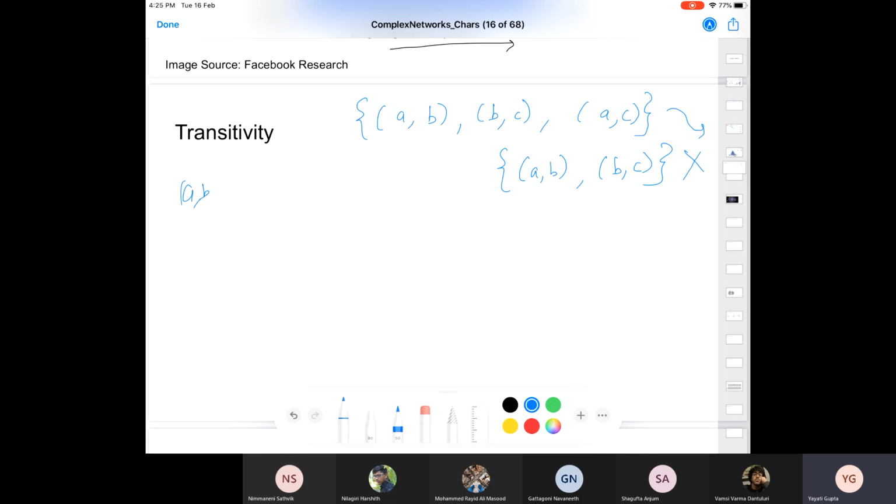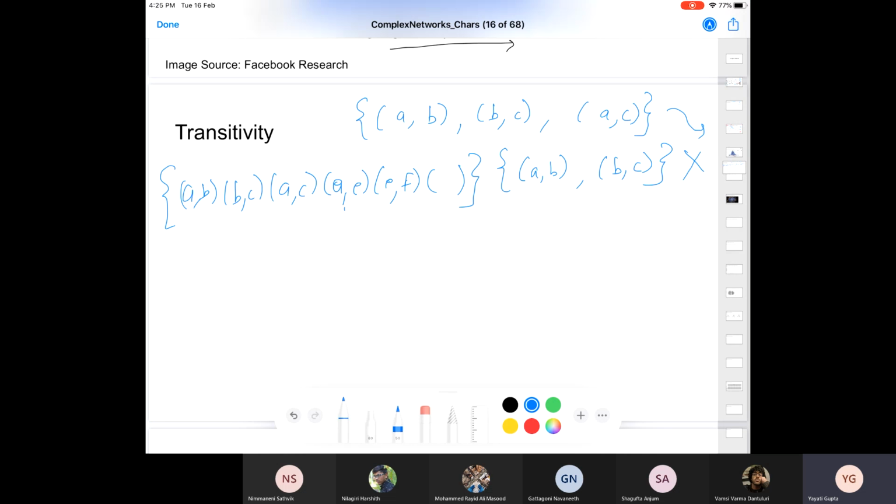So let's say I have AB, then I have BC and I have AC. Then let's say I have AE and EF, but I do not have AF here. So by your discrete maths definition, this relation is not transitive because it doesn't have AF.